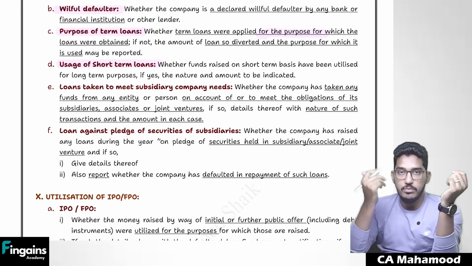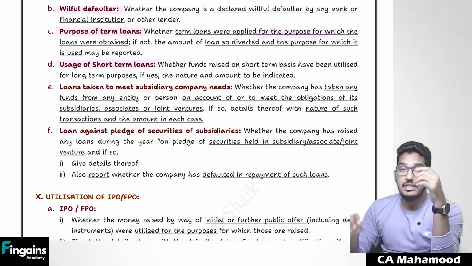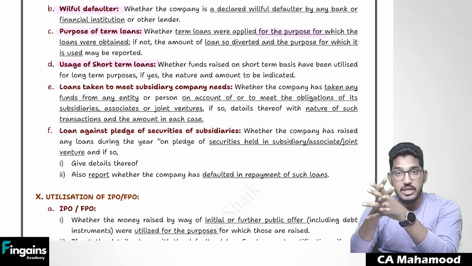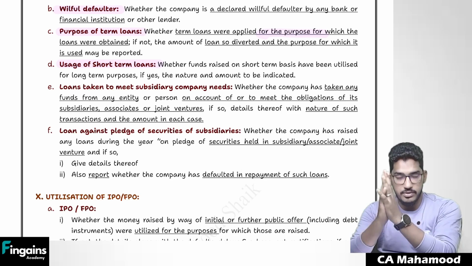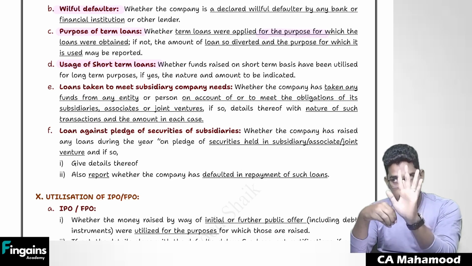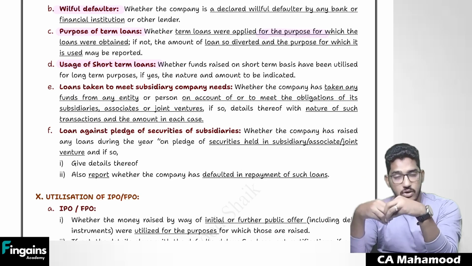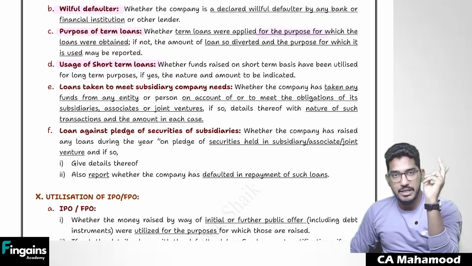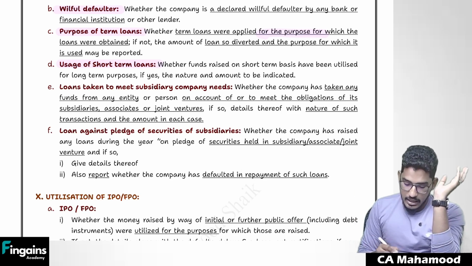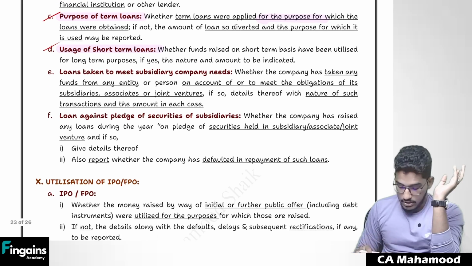Next, usage of short-term loans. Similarly, your clients also will get short-term loans, working capital loans. Instead of using them for short-term purposes, whether they are using them for long-term purposes. Short-term borrowings should be used only for short-term purposes. You can't bring short-term capital and use it for long-term purposes. If you find any such transactions happening, report it. So C and D are talking about usage of long-term and short-term loans.